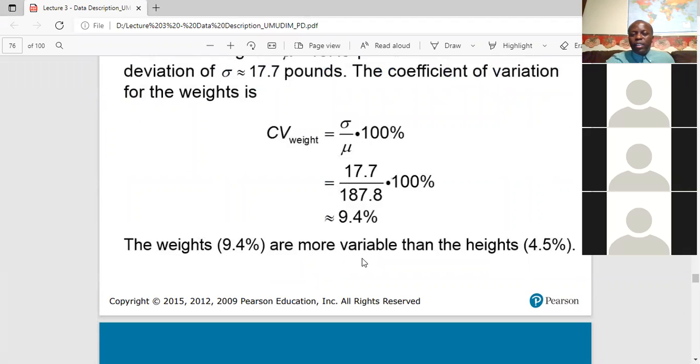So you can see that weight varies more than the height. So we can say that weight varies more than height. Then if it is cost of living, you can say that the cost of living in New York varies more than the cost of living in Baltimore, things like that. So that's how we use the coefficient of variation. Any question before we end the class for today?